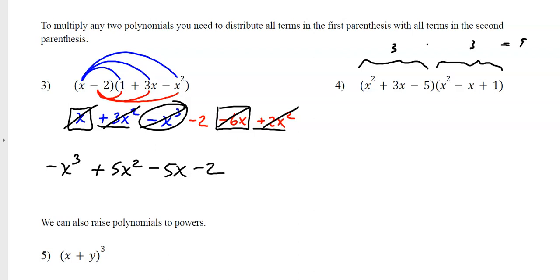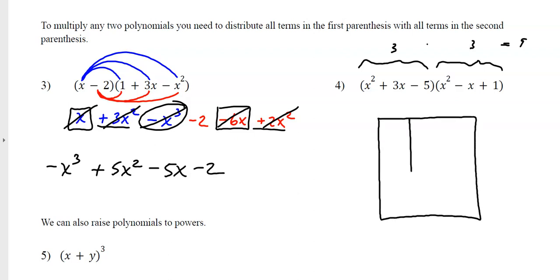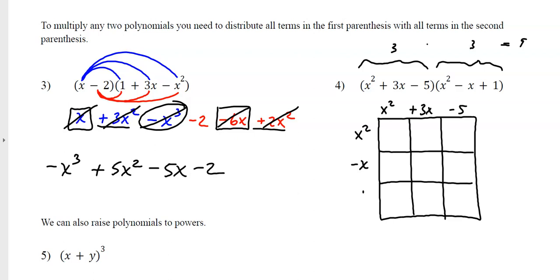I'm going to do this one, though, in a box. So what I'm going to do is draw a 3 by 3 box, almost like a tic-tac-toe, Rubik's Cube looking thing. And then I just got to pick the side and the top. It doesn't really matter who goes where. I'm going to do the x squared, positive 3x, negative 5. And then I'm going to have the x squared minus 1x plus 1.